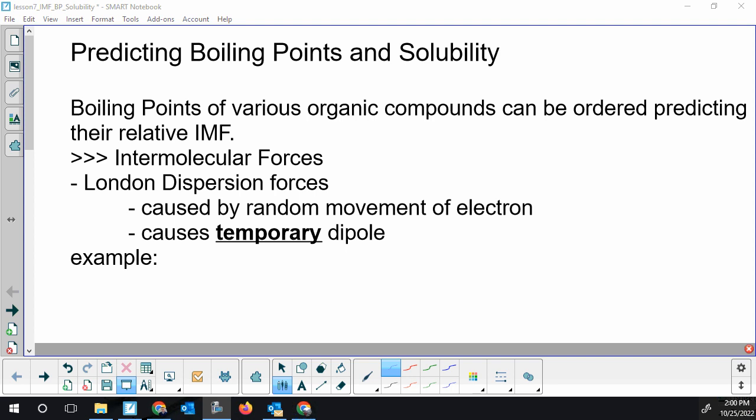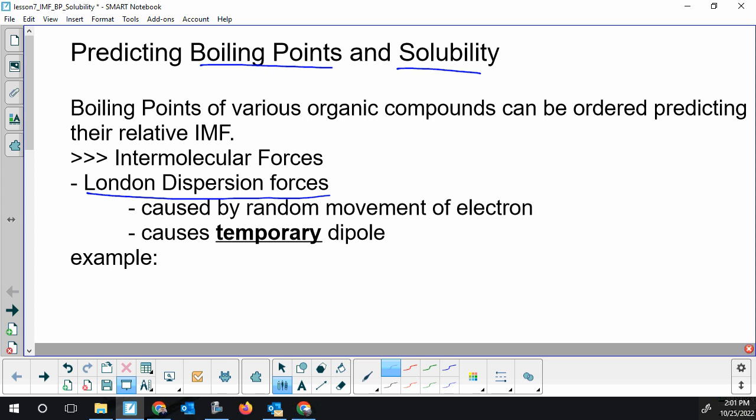So in order to make predictions on boiling points and solubilities, we have to understand the three intermolecular forces that we might see. So the first force, which every molecule has, is London dispersion forces. This is caused by random motion of electrons. Even if there is no polarity in a molecule, there'll be electrons. They'll be randomly moving. They'll be attracted to the nucleus of another atom. That will cause some attraction between one molecule and another.